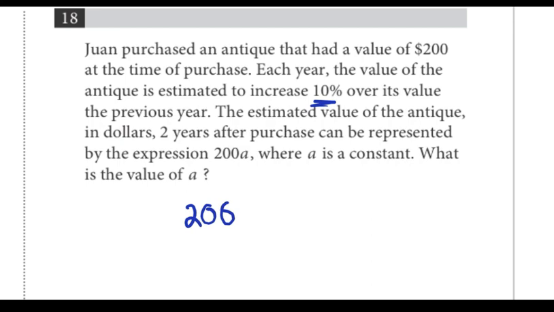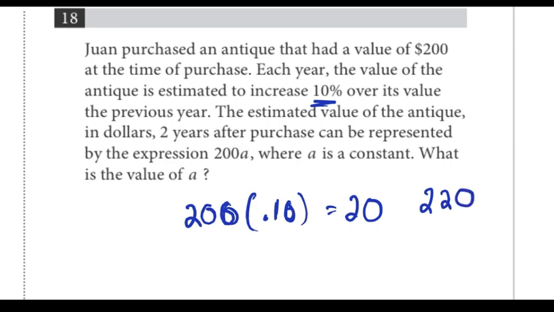So with 200 the first year, if we increase that by 10%, here's the way that most students want to do this. They want to multiply by 0.10. That's 10%. That gives us 20. So 10% of 200 is 20. So after 1 year, Juan's going to have the 200 plus the 20. He's going to have $220.